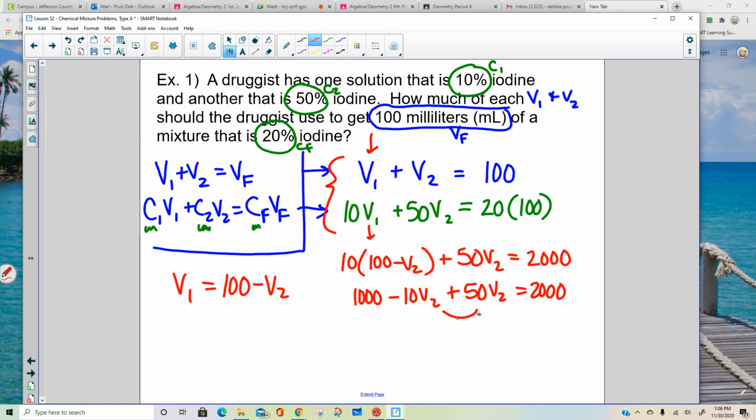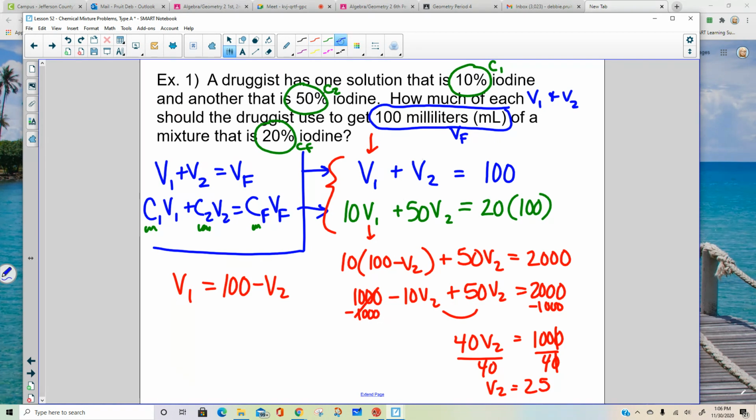Okay, now let's combine our V2s for 40. And let's subtract 1,000 from each side. And keep solving from here. So divide both sides by 40. And we have V2 equals, let's cross off a 0 each place, and 100 divided by 4, 25. V2 equals 25. Just pause there. We're going to go back and label at the very end.